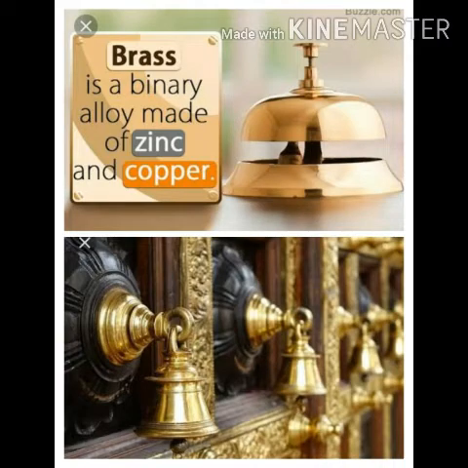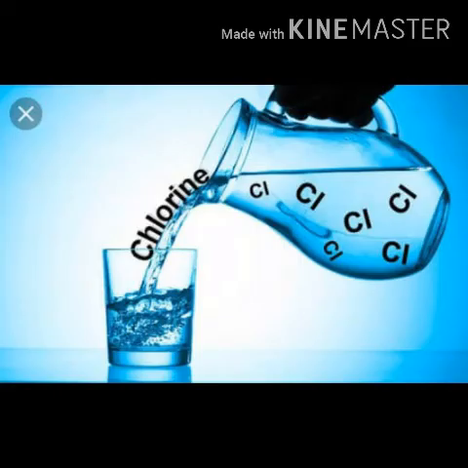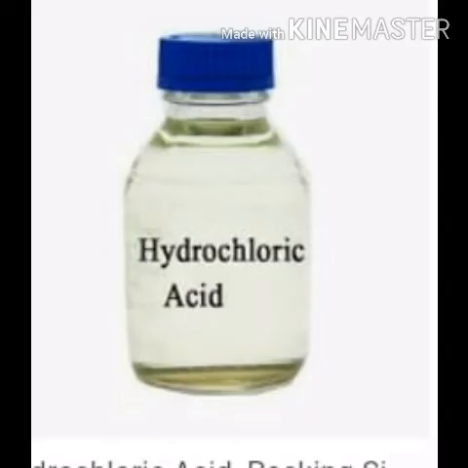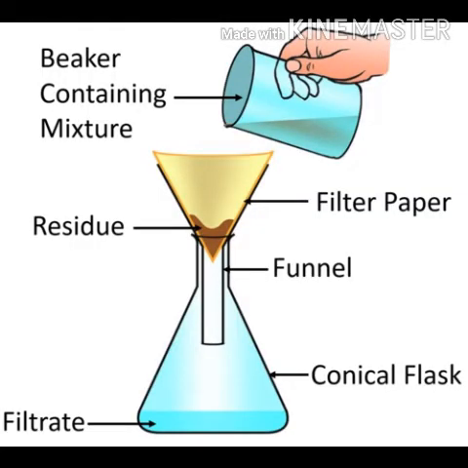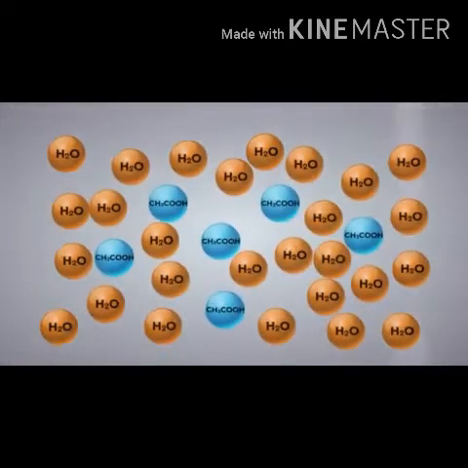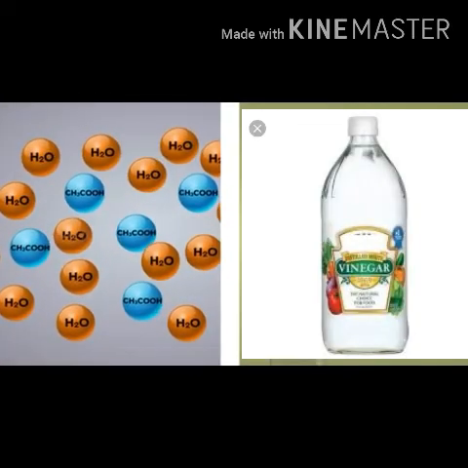Solid in solid solutions are alloys like brass, steel and stainless steel. Chlorinated water and hydrochloric acid are examples of gas in liquid solution. In a solution, if the solvent is transparent, then the solution is also transparent and it passes through a filter paper. In vinegar, both solvent and solute are transparent. Hence, the solution vinegar is transparent.